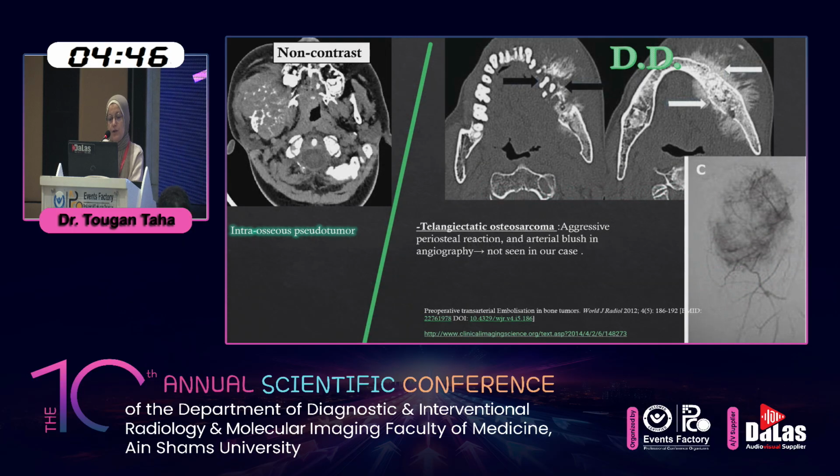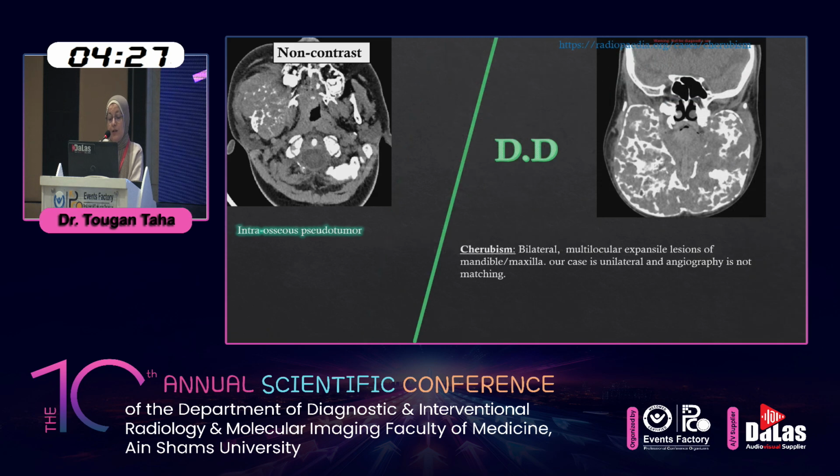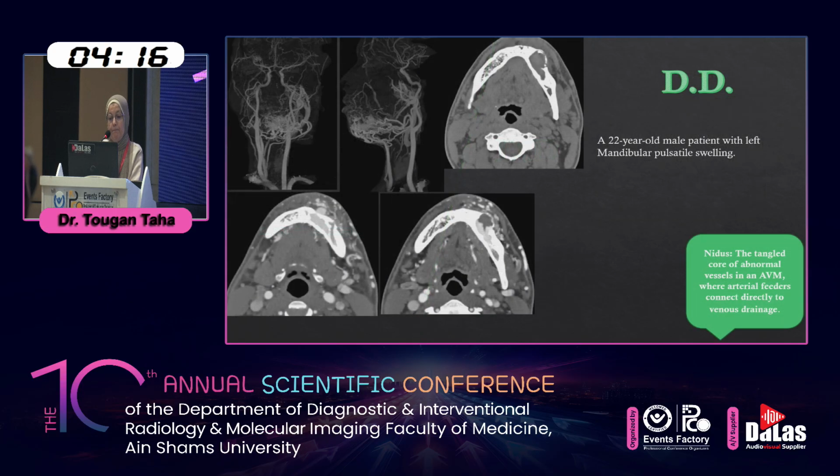Look at the differential diagnosis and possibilities. The first one is osteogenic sarcoma. Telangiectatic osteosarcoma is aggressive, with periosteal reaction and arterial blush in angiography, not seen in our case. Cherubism is a bilateral and multilocular expansile lesion of the mandible or maxilla. Our case is unilateral and the angiographic findings are not matching.